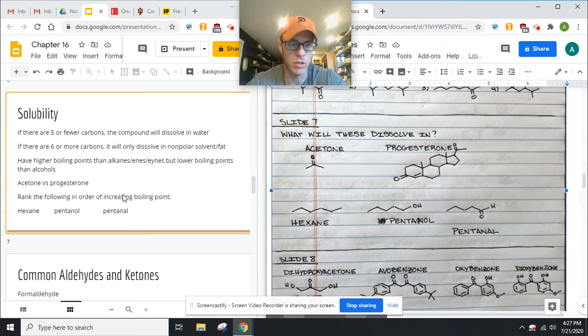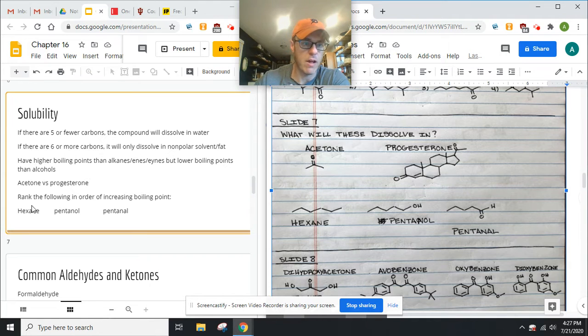So there's our change. Showing you a couple right now. So what acetone and progesterone, what are they going to dissolve in? Well, acetone has a carbonyl group and 3 carbons, so this will dissolve in water. Progesterone has 2 carbonyl groups. There are 2 ketones here, but there's also a lot of carbons here, so this is going to be fat soluble. It's not going to dissolve in water.